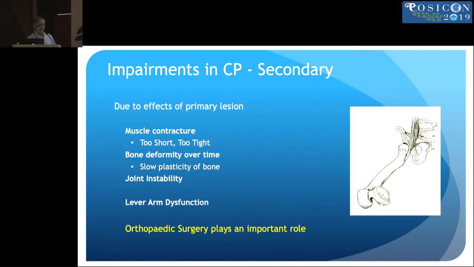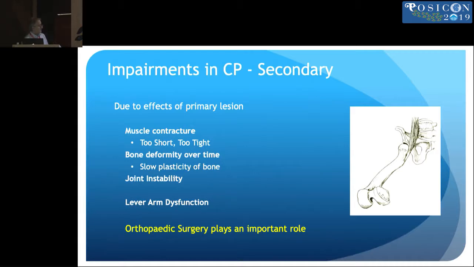Basically, it results in a muscle contracture with the muscle being too short and too tight, and bone deformity occurs over time because of slow plasticity of bone. By that we mean that growth keeps on happening in the bone, the soft tissues do not stretch, and bone deformity results. Ultimately, it results in joint instability and lever arm dysfunction.